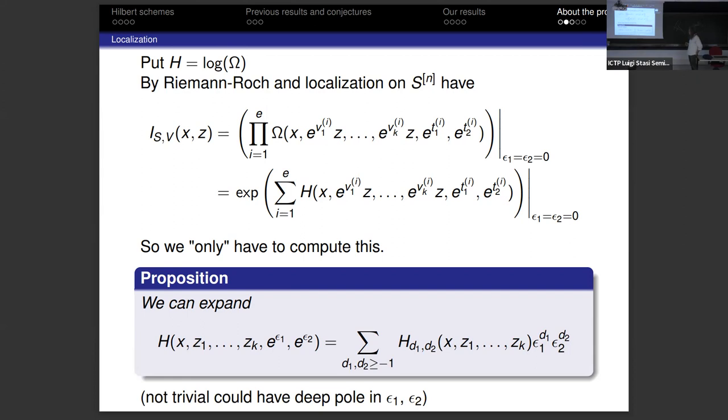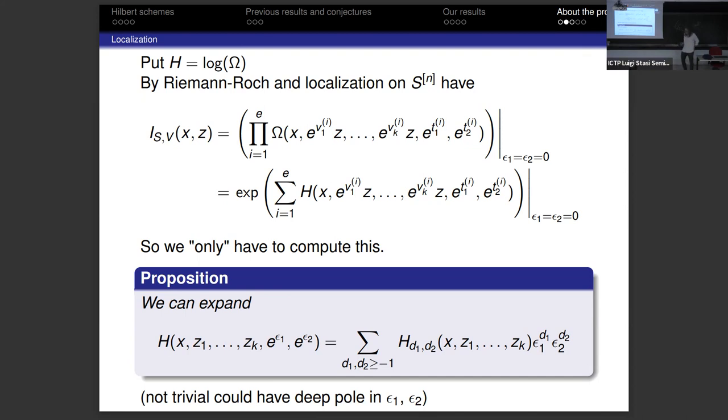So there's another ray of hope. The first thing one can prove, it's not trivial, is that if you look at this expression and develop it in epsilon 1, epsilon 2, then this logarithm has the property that it has only a pole of order 1 in epsilon 1, epsilon 2. In general you can have an arbitrary pole order in epsilon, but here the pole order is only one. So it's almost a polynomial. If I multiply this thing by epsilon 1 epsilon 2, it's actually a power series in epsilon 1, epsilon 2.